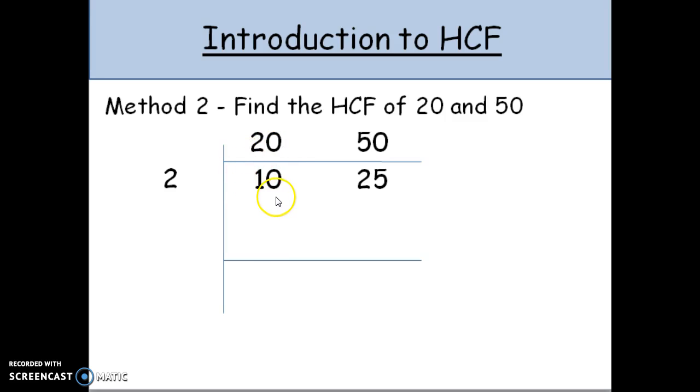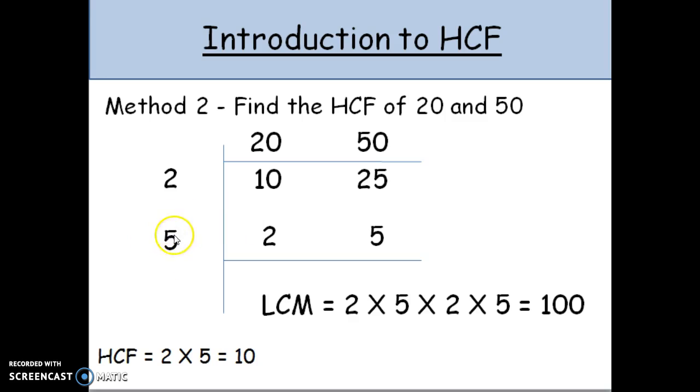And you continue to see what goes into 10 and 25. In this case, you know it's a 5. 5 times 2 is 10. 5 times 5 is 25. Now at this point, you can't really do anything more. Nothing really goes into 2 and 5 except for 1, but that doesn't really help anybody.